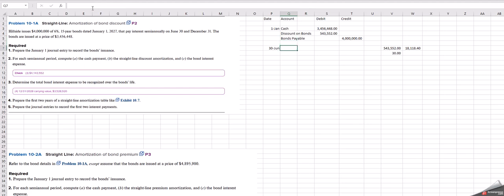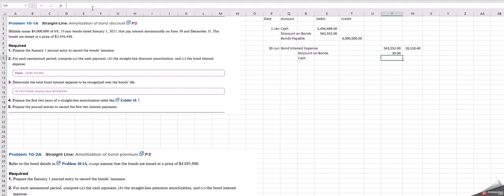So then our entry, we debit bond interest expense. We are going to credit the discount on the bond because, again, that's what we're trying to amortize to get it to go away. And then we're going to credit cash because we're paying cash.